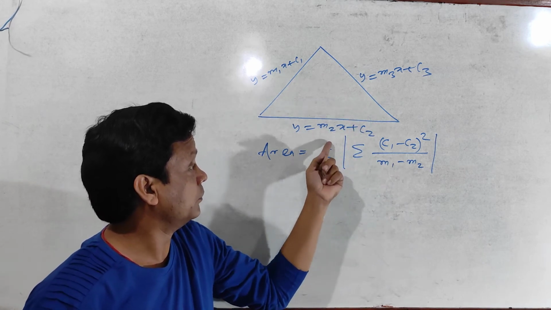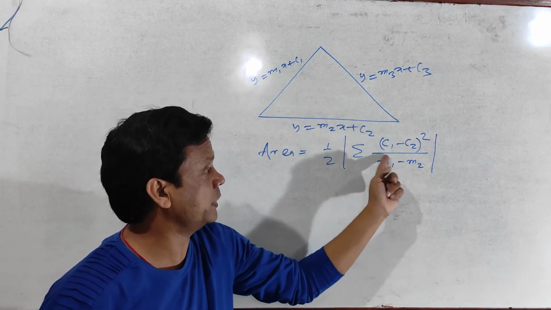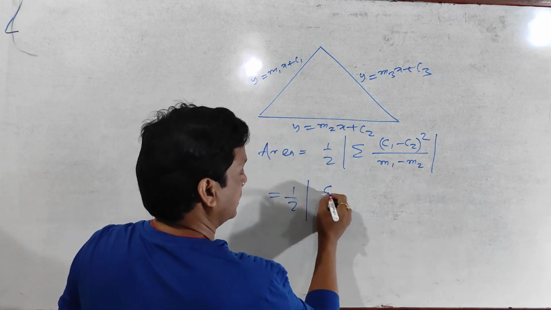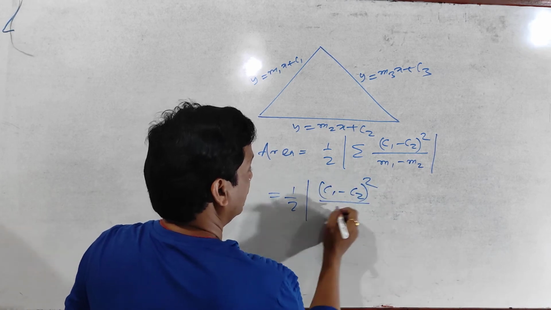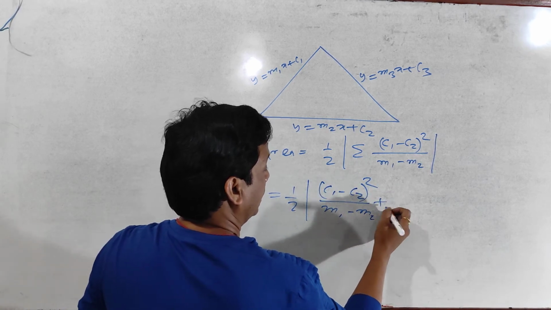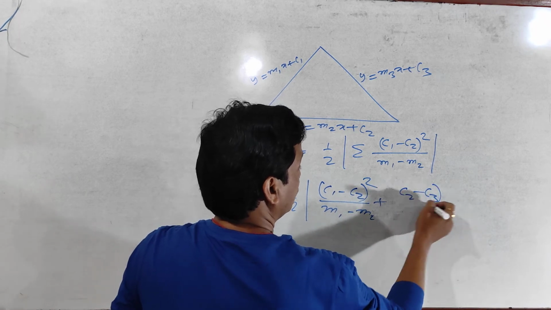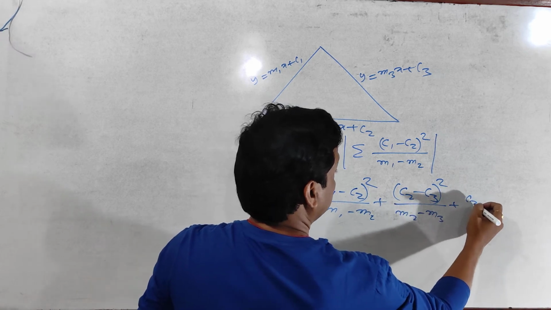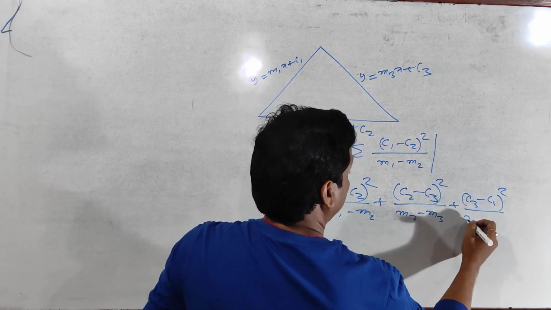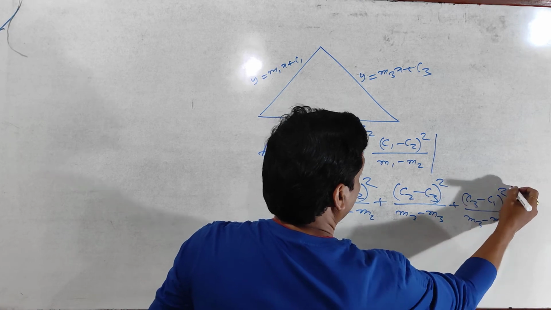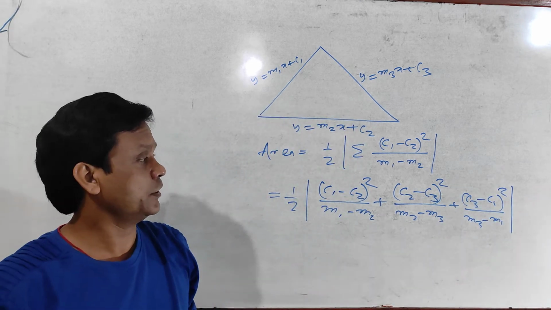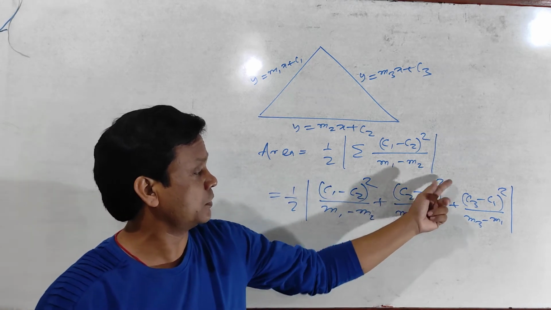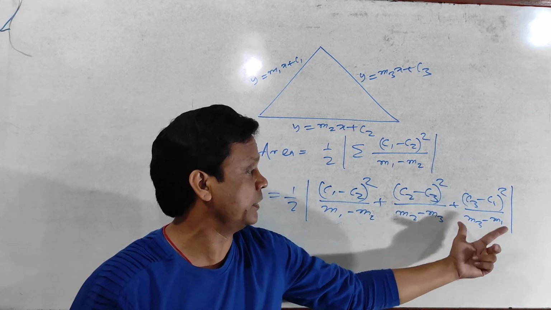This is the formula: one by two summation of c1 minus c2 whole square divided by m1 minus m2. That means I can write it like this, in cyclic order: c1 minus c2 whole square divided by m1 minus m2, plus c2 minus c3 whole square divided by m2 minus m3, plus c3 minus c1 whole square divided by m3 minus m1.